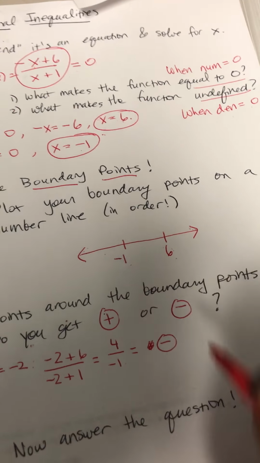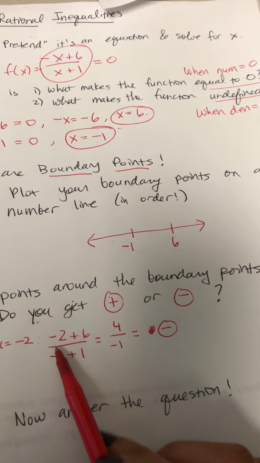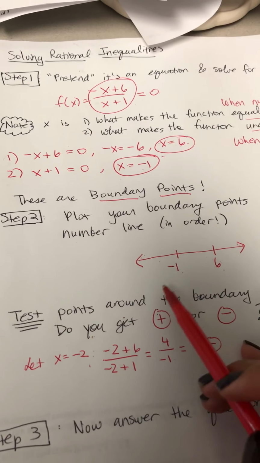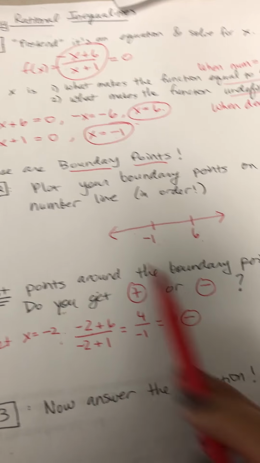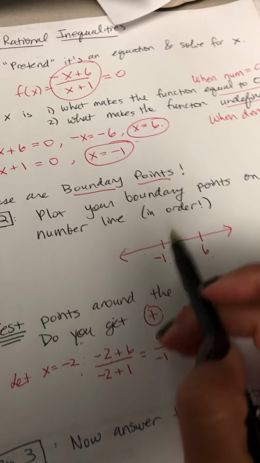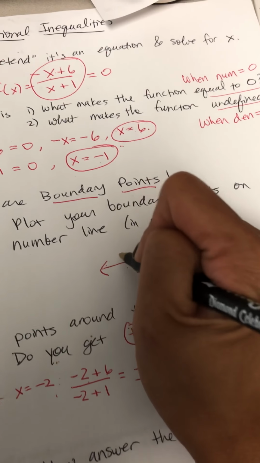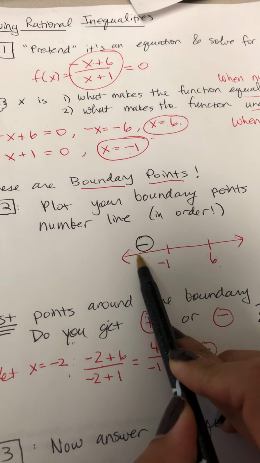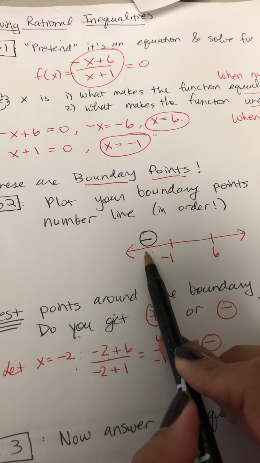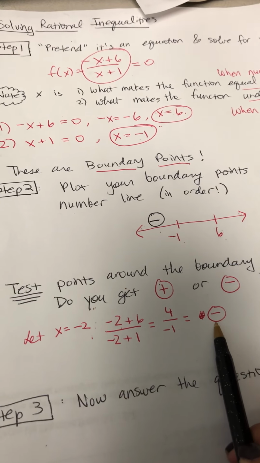In other words, I get a negative answer. So again, I plug negative 2 into the function, and I realize I get a negative answer. So here, to the left of -1, when I plug -2 in, I get a negative answer. And I guarantee you, if you plug -3, -4, -5, anything to the left, you'll always get a negative answer.